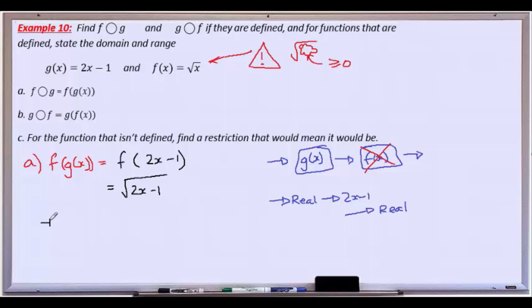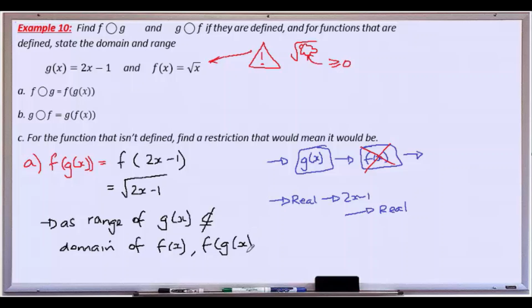Okay, so we'll say here the range of g of x is not a subset of the domain of f of x. It means our machine breaks down. F of g of x is not defined. Now I'm going to actually skip to part C, because part C asks for the function that isn't defined, find a restriction that would mean it is defined. So let's have a look at that before we do part B.